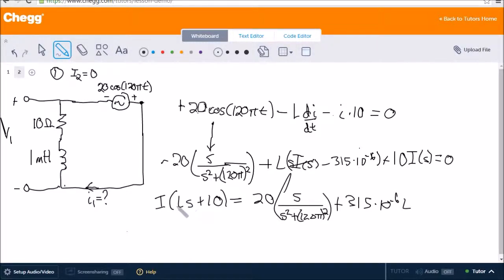So then what we want to do is divide the whole side by L s plus 10 on both sides. And then we will take the inverse transform and we'll find, after we divide by this portion right here, we'll have I by itself. We take the inverse transform of both sides of the equation, we'll get i as a function of time. So that will be our first part.